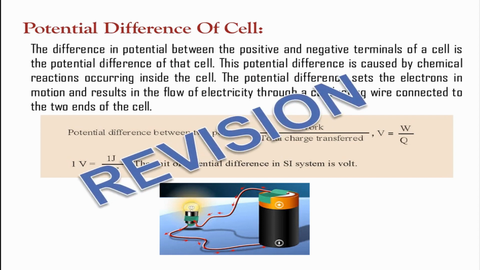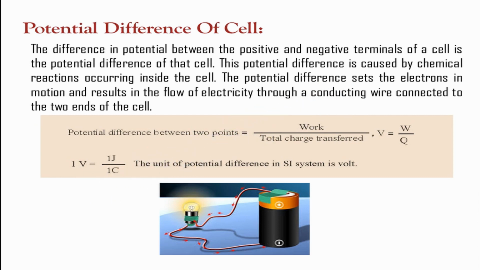In this revision, we will just be revising the previous part which we have already taken. So, let us start. Potential difference of the cell. The potential difference of the cell is the difference in potential between both the terminals of the cell, that is, the positive and negative terminal. The SI unit for potential difference is 1 volt.